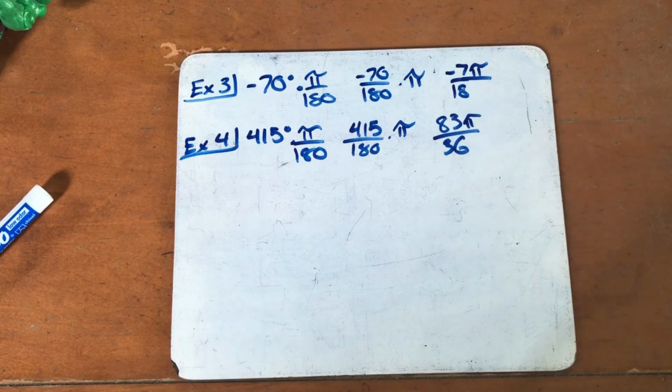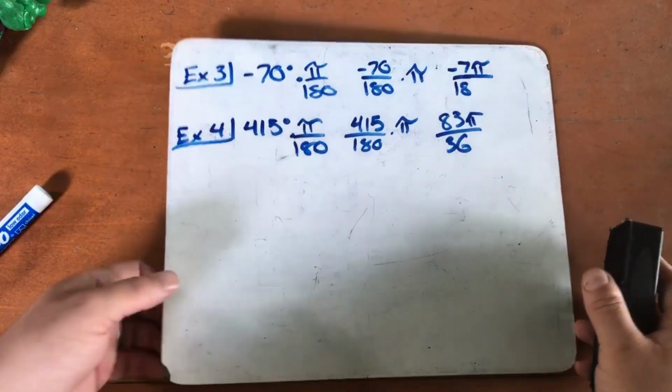And notice each time I multiplied by pi over 180 because I want the pi to be on top of the fraction.